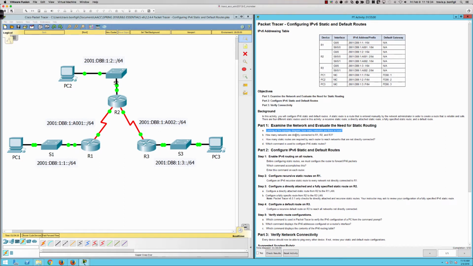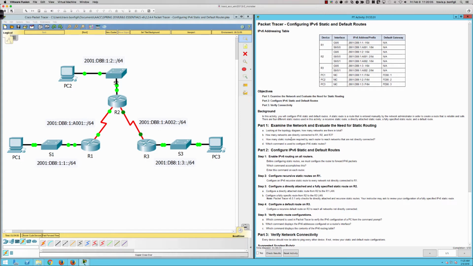So 5 total. How many networks are directly connected? This answer is the same. Router 1 has 2 directly connected, router 2 has 3 directly connected, and router 3 has 2 directly connected. How many static routes are required by each router to reach the networks that are not directly connected? Same answer as before, it's going to be 2, because we need not only the route to get there, but we also need the route to get back.